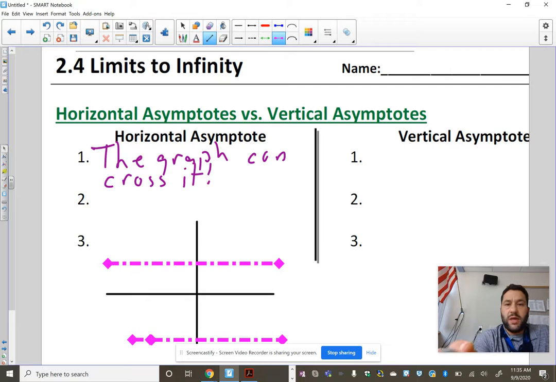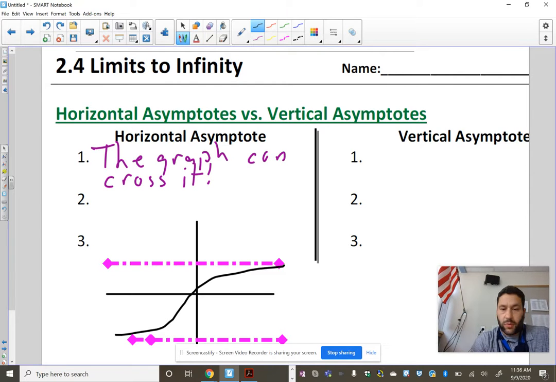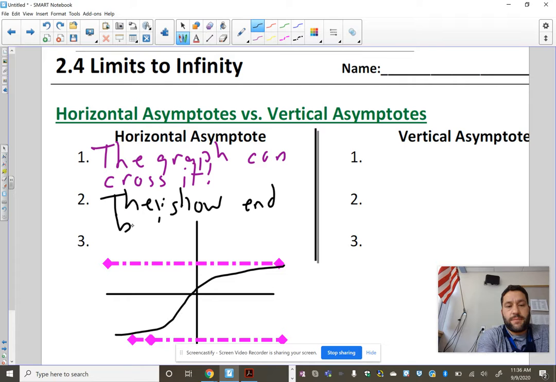Okay, we can have a graph that crosses the X or Y axis. It is okay. There's nothing wrong with it. Okay. Another thing we need to know about horizontal asymptotes, they show end behavior. Okay. That's what a horizontal asymptote does. It shows us what's happening when we go to the left and when we go to the right.